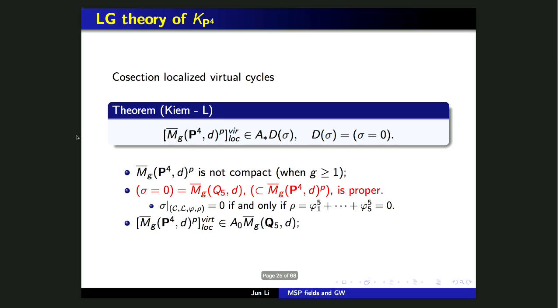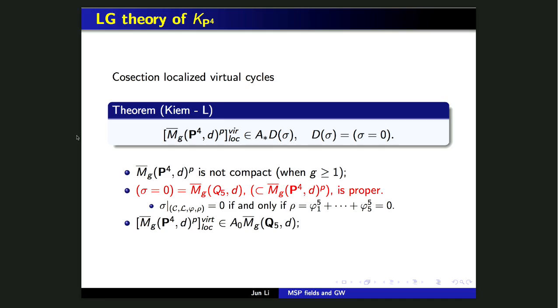And in particular, just read the last line. In this case, the amazing thing happens. We do the moduli with fields, P4. You don't really see it is a quintic theory. You only see the line bundle. You don't see the quintic. The quintic only occurs when you do the cosection.